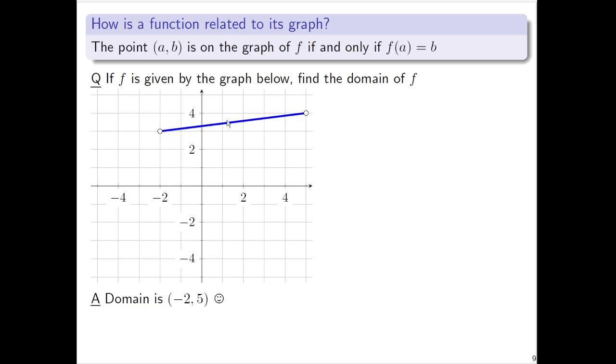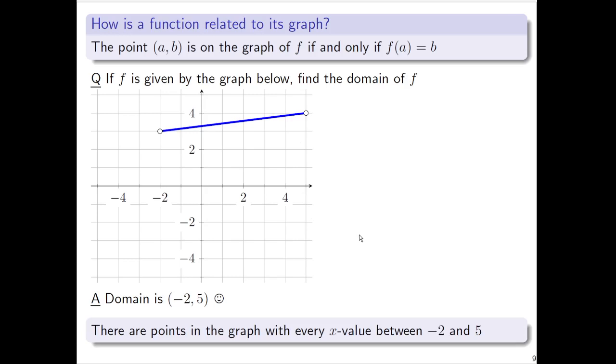So you've got all x values between -2 and 5 represented, with the exception of -2 itself and 5 itself. Okay, so there are points in the graph with every x value between -2 and +5. So the domain is this interval from -2 to +5. This is an x value, this is an x value, and this is the interval that shows all of the x values that we have in this picture.